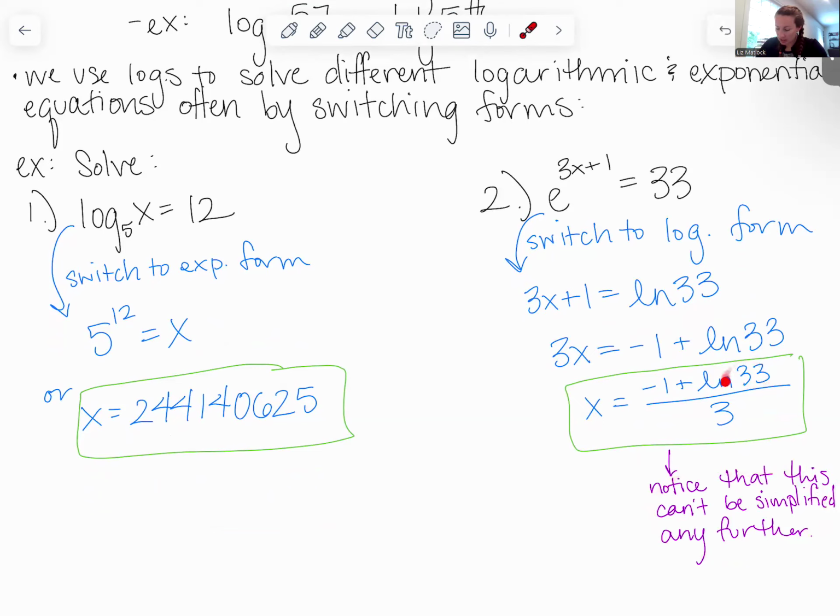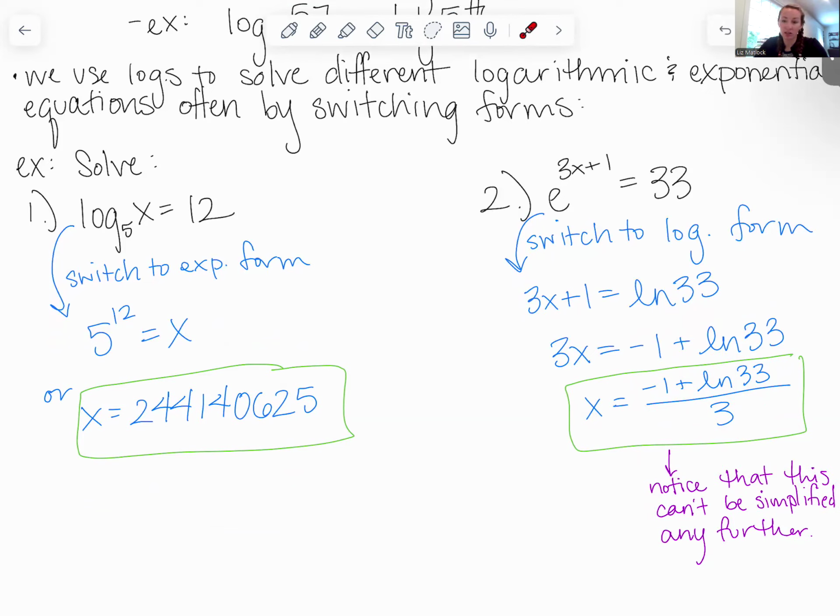I can't cancel this 3 and this 3 here. And it's not only because of the 1. If this negative 1 were not here, I still would not be able to simplify anything about this ln of 33 over 3. That's because, again, 33 is inside of the natural log function where the 3 is not. So this is the answer.